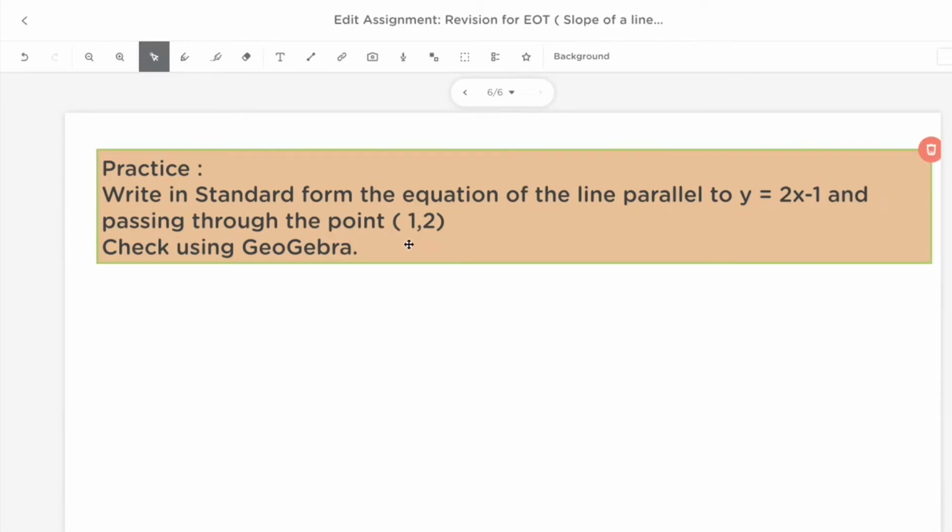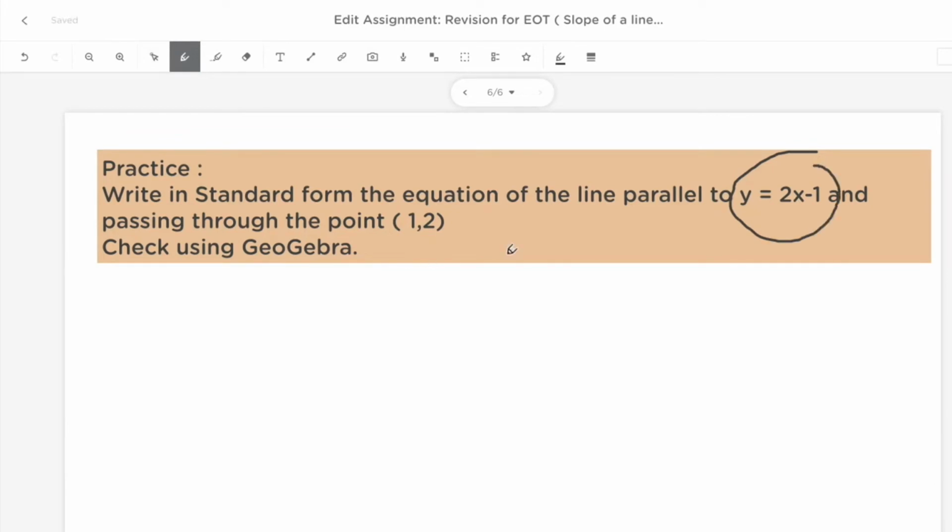Check using GeoGebra. After we finish, we check. All right. So we have a line here that is given, and we have to write an equation of another line that is parallel to this line. So our line is parallel to this line.